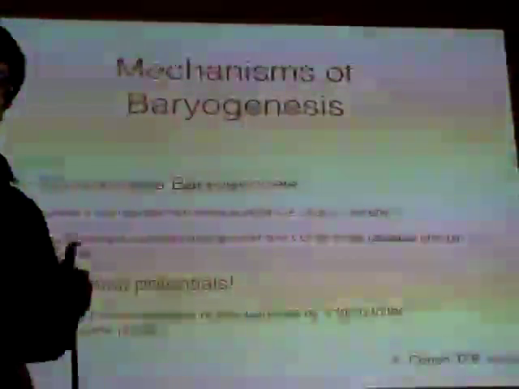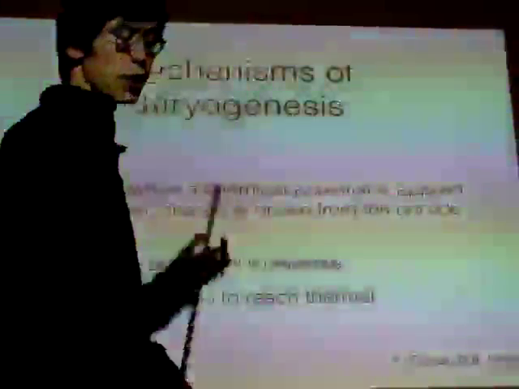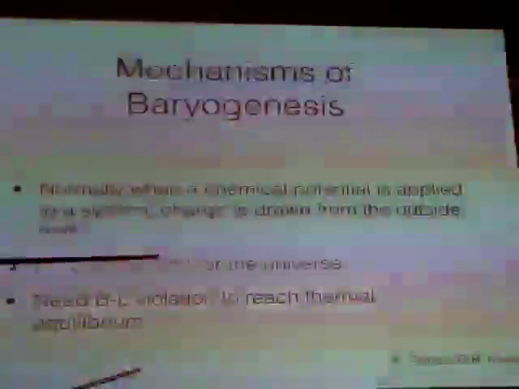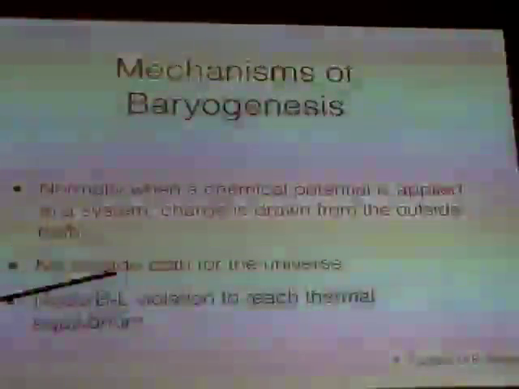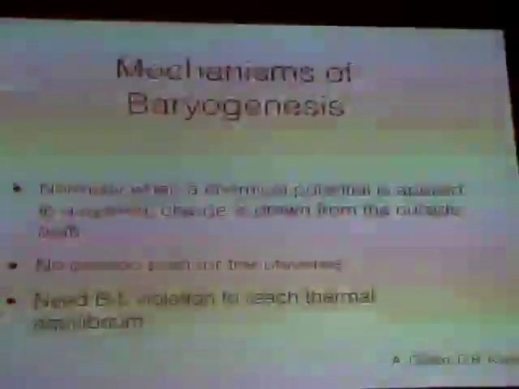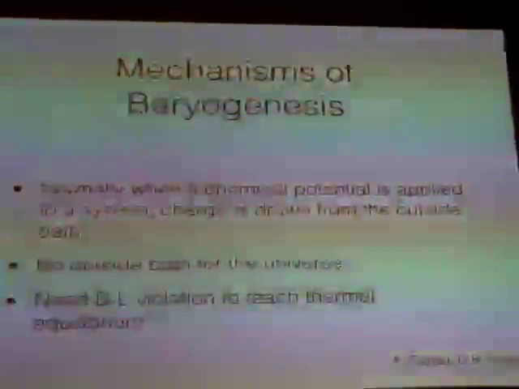Now, you still have to go from a state... well, normally what happens when you put in a chemical potential is that you have your bath here, and it obtains some charge, let's say electric charge Q, but the outside, the thermal bath that's surrounding your system of interest, has obtained a charge minus Q. Now, since our universe has no external bath from which to draw charge, to reach thermal equilibrium you need explicit B minus L violation.